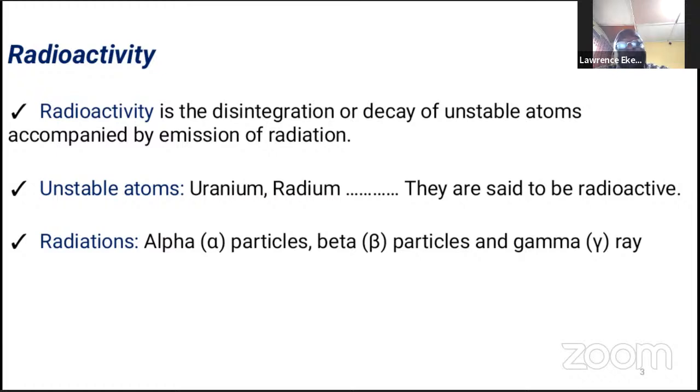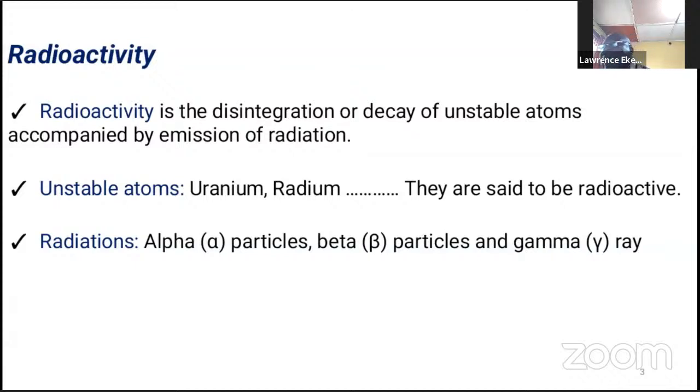In the process of undergoing spontaneous disintegration, they give out rays or particles. These rays or particles are classified majorly into three: alpha rays, beta rays, and gamma rays. Our normal chemical reactions are not reactions that have to do with the nucleus. In normal chemical reactions, the nucleus is not affected. What takes part in a normal chemical reaction is the valence electrons of the atoms.